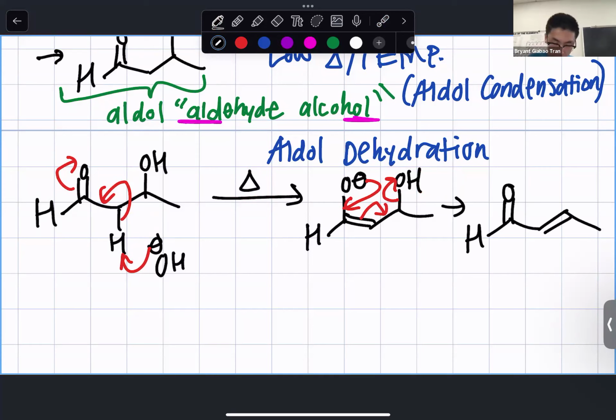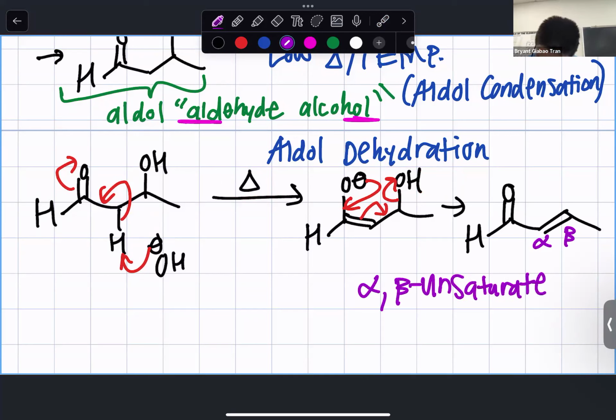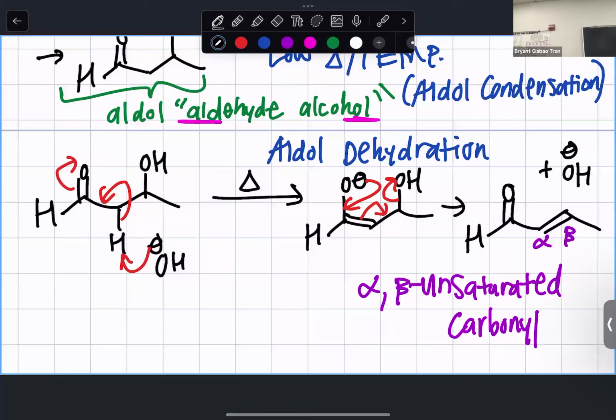This is called an alpha beta unsaturated carbonyl, where there is an unsaturation between the alpha and beta carbon, which is that double bond right there, from the carbonyl. And this hydroxide ion here came from that leaving group that left. This leaving group was able to leave because we have heat. This is the dehydration step. We dehydrated this water or alcohol there, hydroxide there.